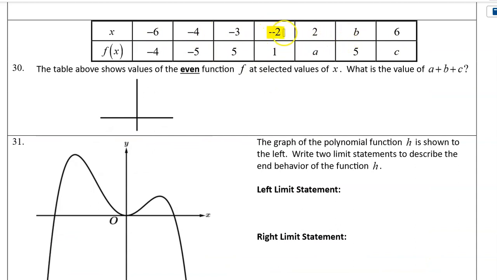So I see the -2 and the +2. At opposite x values, the y values should be the same. So that tells us that a must be 1.